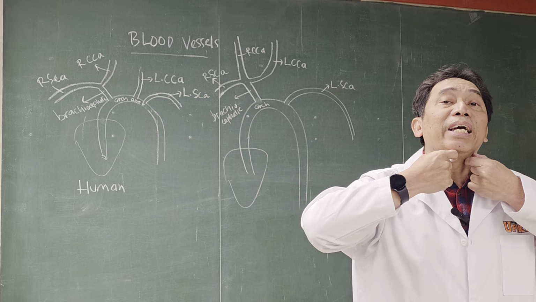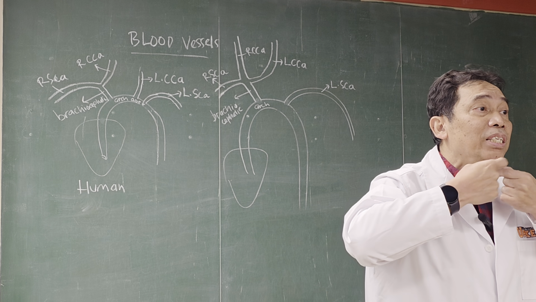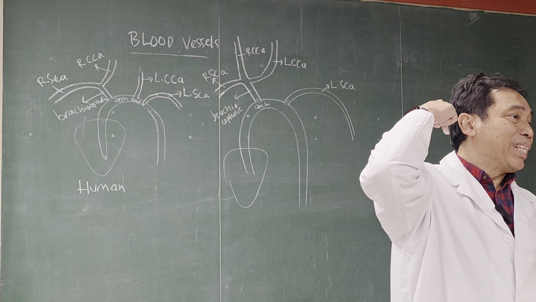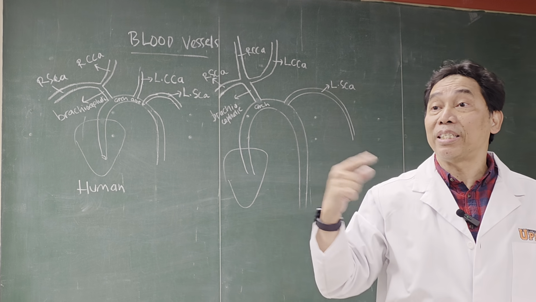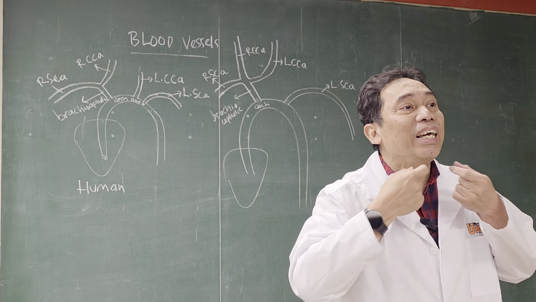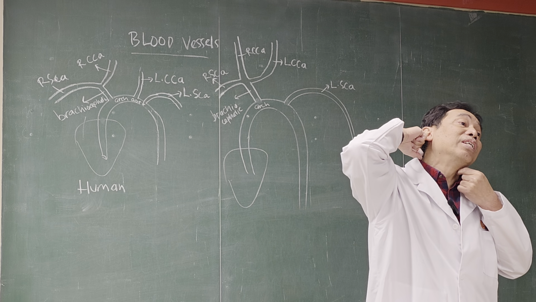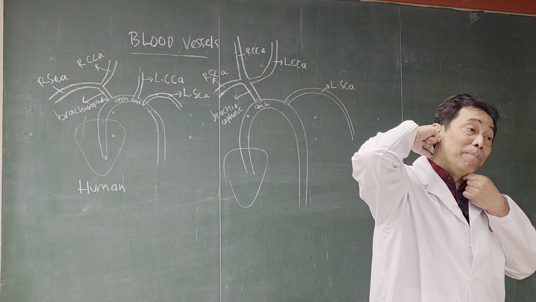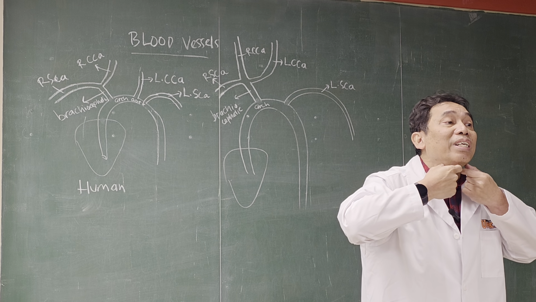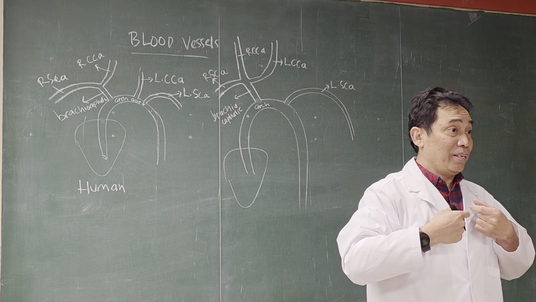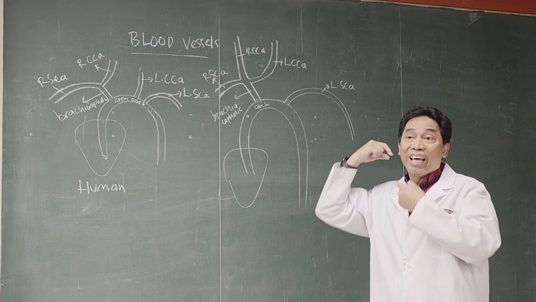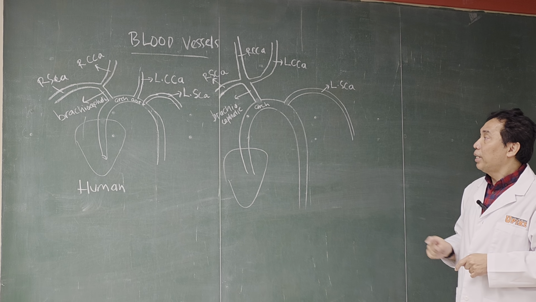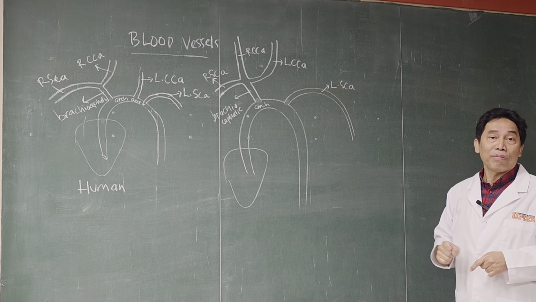In human, the internal jugular vein is really big, bigger than the external. But in the pigs, they are the same size. So the internal and external jugular veins in the pigs are the same size. But in human, the internal jugular is a lot bigger than the external jugular. That's the difference between human and pig in these blood vessels.